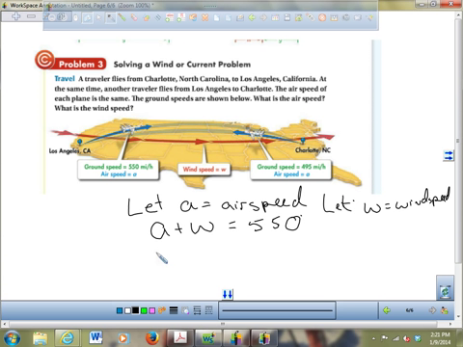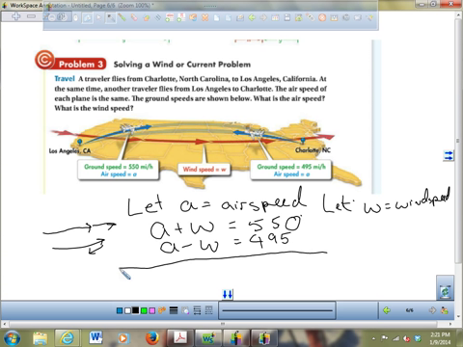What does that look like? A minus W equals 495. What letters go over here? The A goes here and W goes here, what goes between them? Minus, right? If the wind is against you, it's slowing you down, so it's a minus. So in one case, the wind is pushing you, so you're going A plus W. In the other case, the wind is pushing against you, so it's slowing you down. This is a very easy system to solve. How do I solve that system?